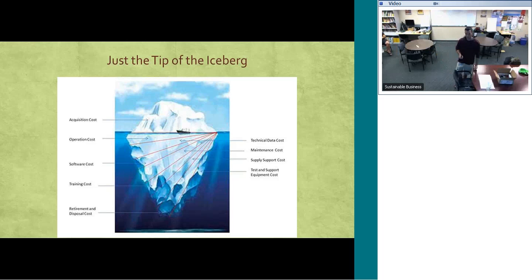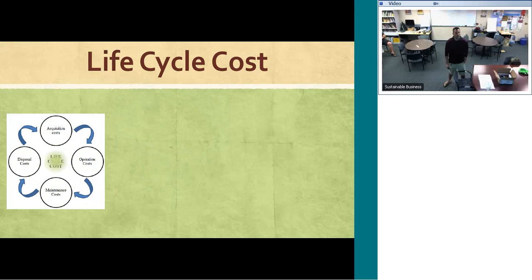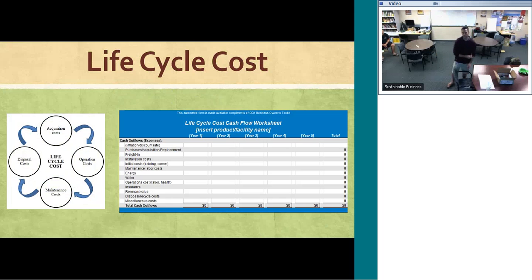I mean, it's not all bad. Sometimes at the end of the product's life cycle, you can trade it back in, sell it, or sometimes you have to actually pay to have it decommissioned. Again, we're talking about operation costs, acquisition costs, maintenance costs, disposal costs throughout the whole life cycle. This is a basic chart where you can compare everything throughout, like for instance, a 5-year life cycle.